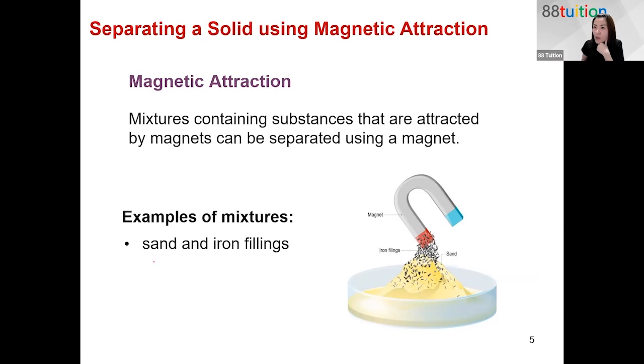Sometimes you also see mixtures like sulfur. Sulfur is a yellow powder. Sulfur with iron filings. Same method, you're just going to make use of a magnet. Go through the mixture. It will attract all your iron filings onto the magnet. Sulfur powder, if you're very interested to know what it's used for.